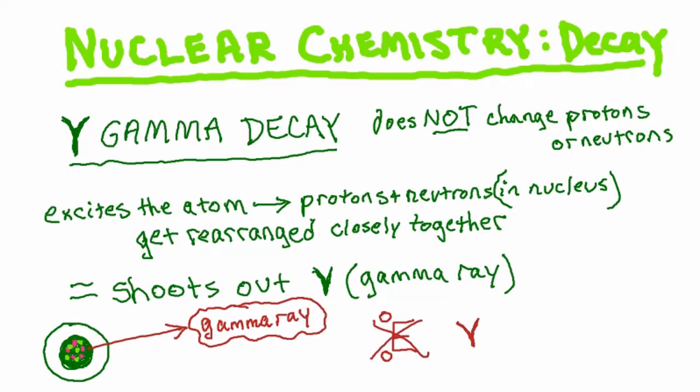They just use this funky looking V and expect you to know that something put the atom in an excited state, which rearranged the protons and the neutrons and got them all huddled up together in the nucleus. And their closeness, being huddled up together, gave off energy enough to shoot out a gamma ray out of the atom. So if you want to write this as an example, let's look at our periodic table again.